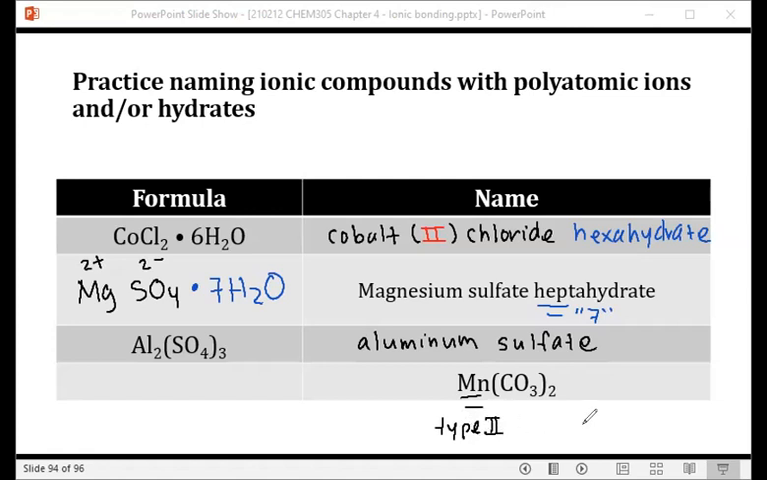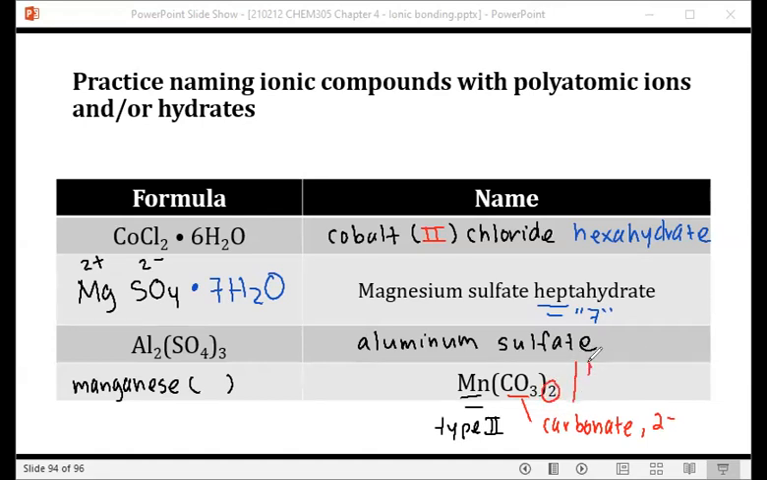is a type 2 metal because it's in the middle of the periodic table. It's not one of the metals that has the defined charge. So we have manganese. And we're going to need some Roman numerals with manganese to show what charge it is. And then it's bonded with CO3, which is carbonate, which is a polyatomic ion that has a charge of 2-. So we have a charge of 2-, and we have 2 of those.